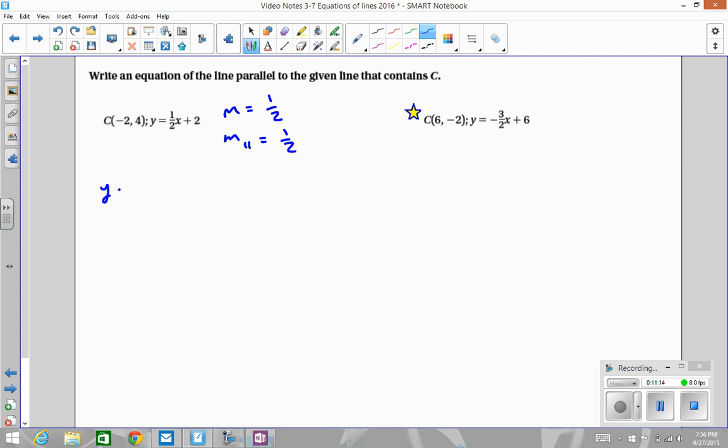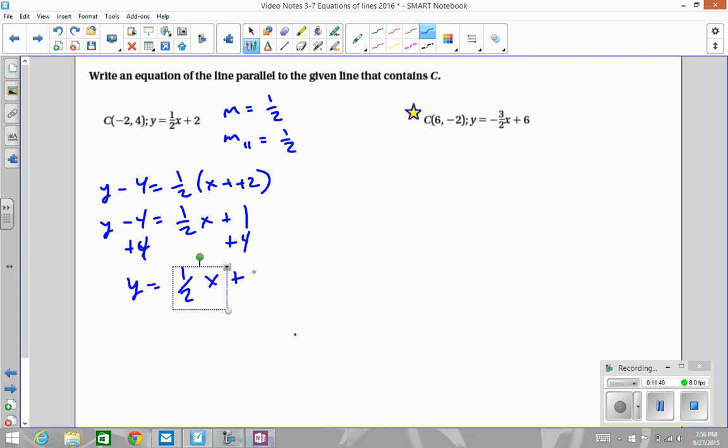So y minus 4 equals 1/2 times x minus a negative 2. So y minus 4 equals 1/2 x, just make it a positive, plus 2 over 2, which is equal to 1. All right, so then I'm going to add 4 to each side, and so y is equal to 1/2 x plus 5. Notice both lines have a slope of 1/2. All right, so do the same thing with the problem next to it. Make sure you have all this in your notes so we can check it.